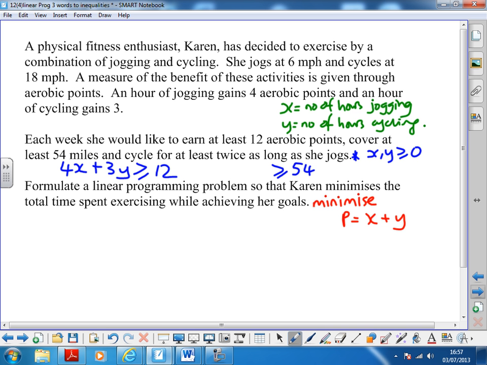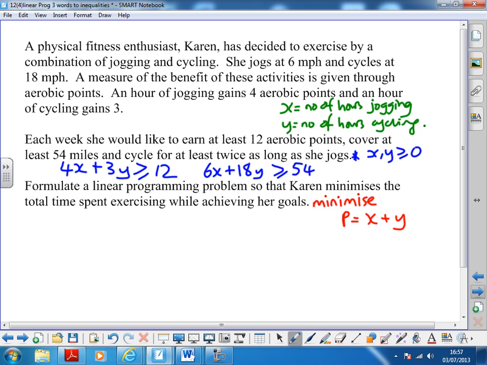If she does an hour's jogging at 6 miles per hour, then she's gone 6 miles. So 6x is how many miles she's gone, and that has to be within 18y. So that's the number of miles she's gone, and that has to be within 54. And what's this last bit?